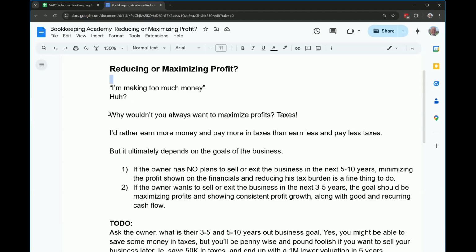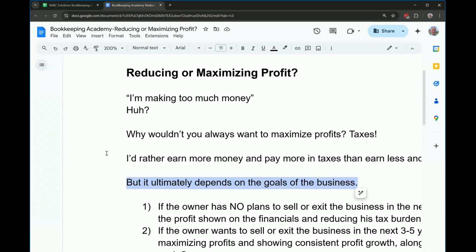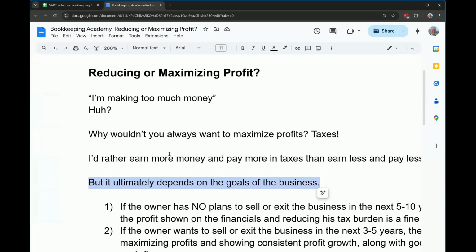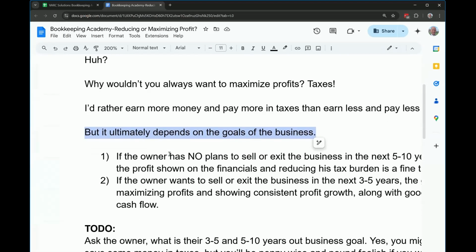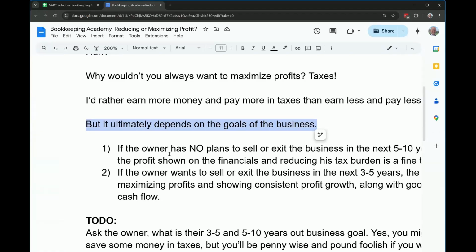Ultimately, if you want to make more or less profit, so to speak, it really depends on the goals of the business. One thing I've learned is that if you have no intentions of ever selling your business, if you have no intentions of ever exiting your business and making money off of what you've built, then yeah, your goal should be to reduce taxes.